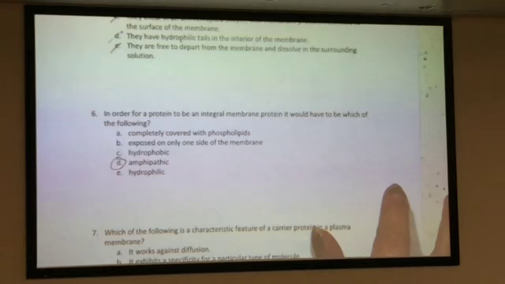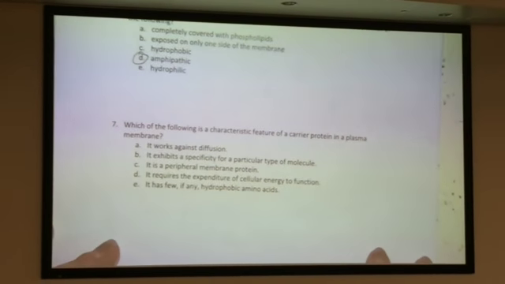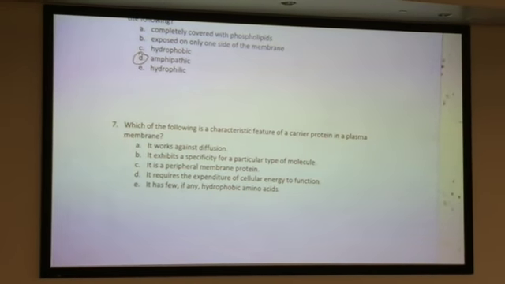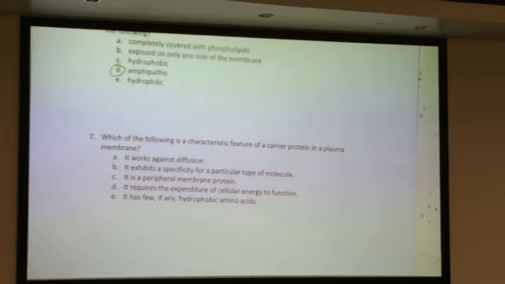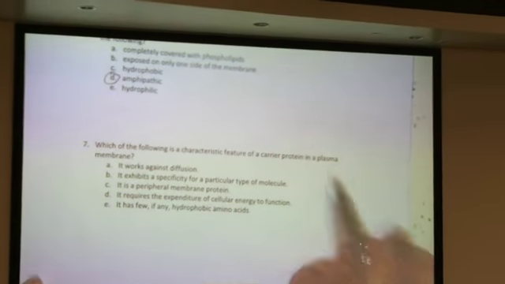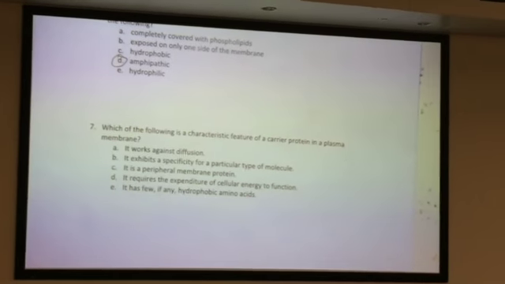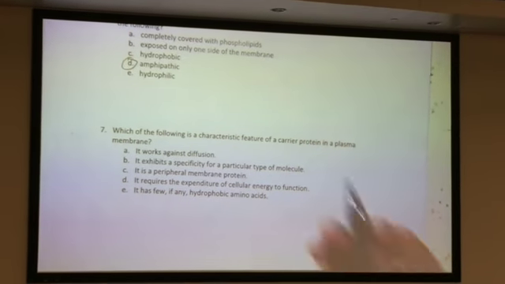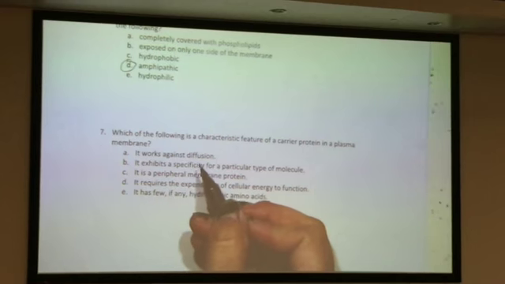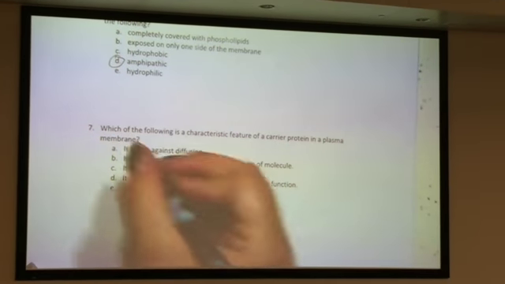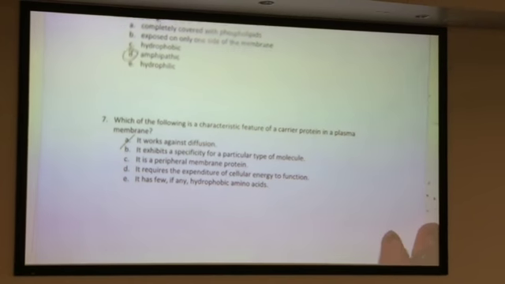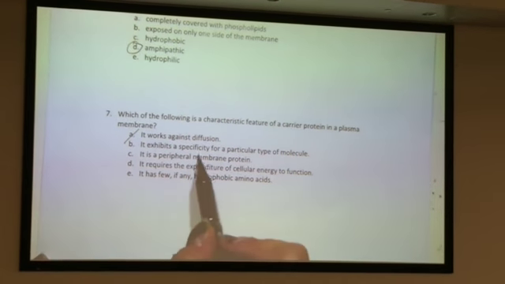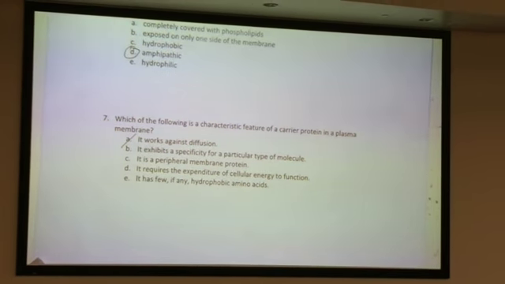Let's come back to the question now. It looks like we went a long way just to get here, but there was a point. It was worth it. Which of the following is a characteristic feature of a carrier protein in a plasma membrane? Again, think of the baby. It works against diffusion. Yes or no? No, because that would require energy. It exhibits a specificity for a particular type of molecule.